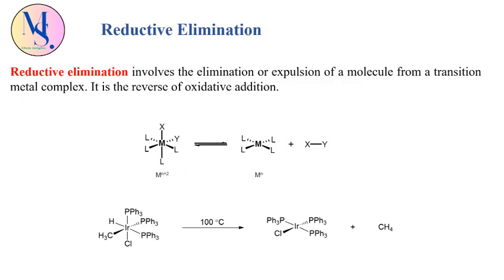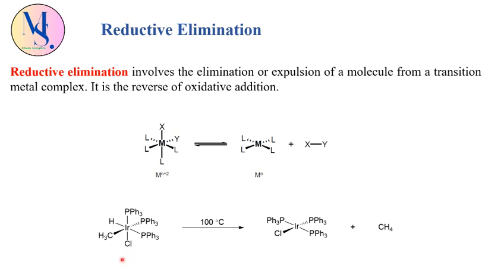In the reductive elimination reactions, which involve the elimination or expulsion of a ligand or molecule from an organometallic compound, this is the reverse of oxidative addition reaction, where the oxidation state of metal increases by 2. Here the oxidation state of metal decreases by 2 when a ligand is removed. For example, this X and this Y is being removed from this compound, so this will carry their negative charge along with them, and thus metal has to decrease its oxidation state as well.